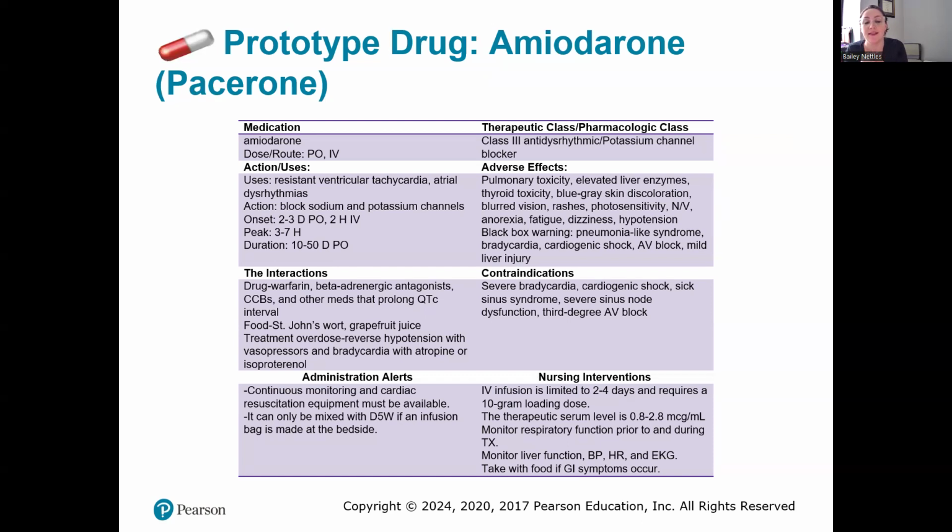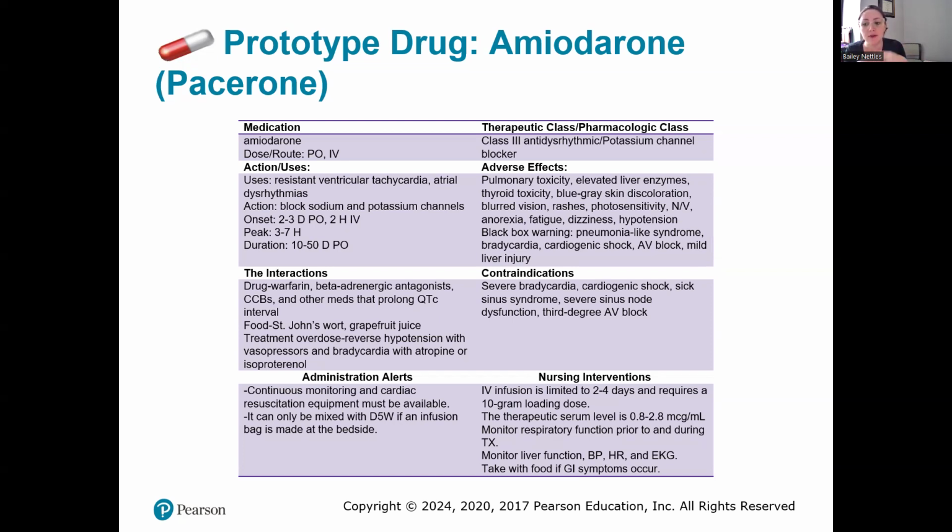All right. A loading dose is needed, so you need to give a bolus and then we'll start the infusion. The IV infusion is usually limited to 2 to 4 days. They do check the therapeutic range, which is 0.8 to 2.8. Monitor their respiratory function prior to and during treatment. Monitor their liver function, blood pressure, heart rate, and EKG.